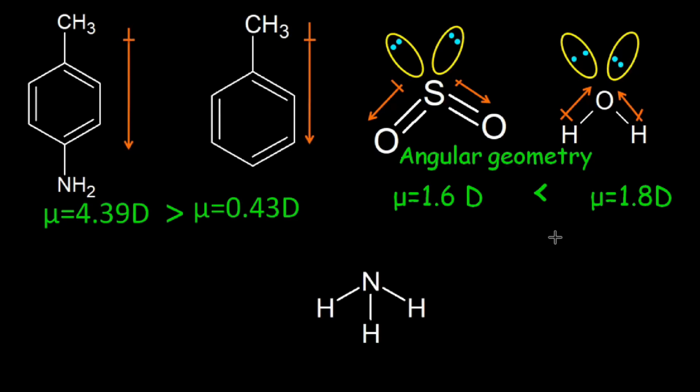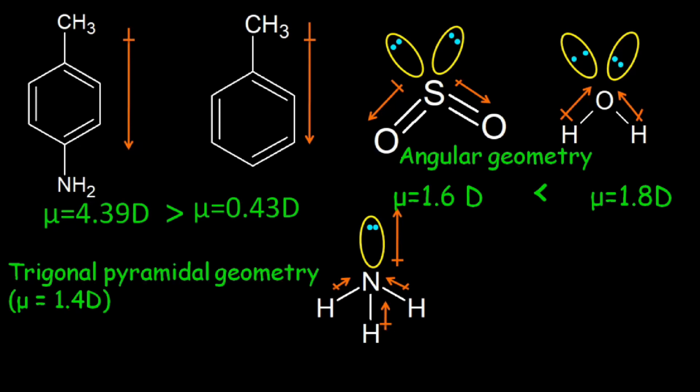Let's discuss the example of ammonia, where three hydrogen atoms are attached to nitrogen and nitrogen has one lone pair. In the case of lone pairs, the direction of dipole is towards the lone pair. Three N-H bonds are also polar. So ammonia is a polar molecule having a trigonal pyramidal geometry and a dipole moment of 1.4 debye.